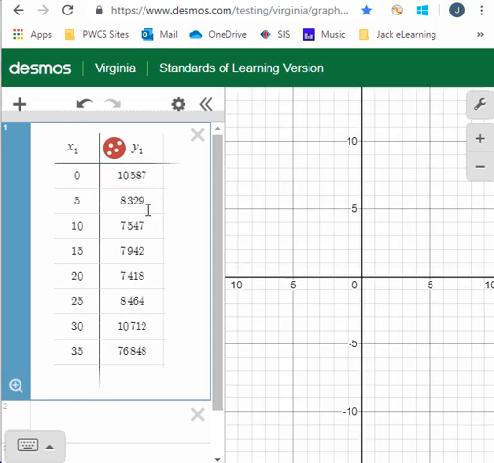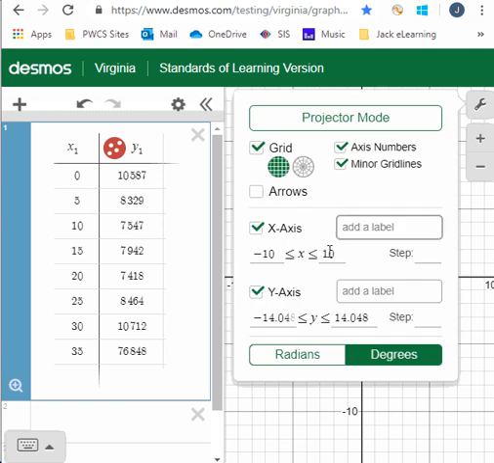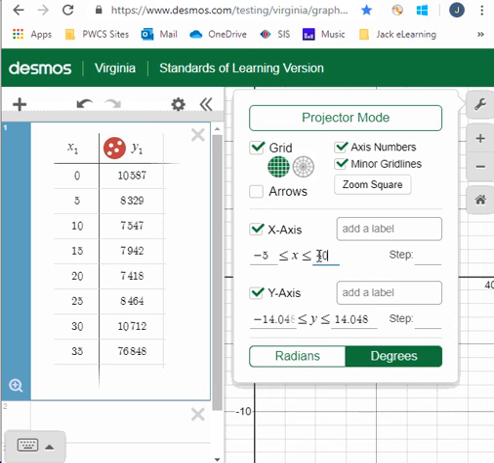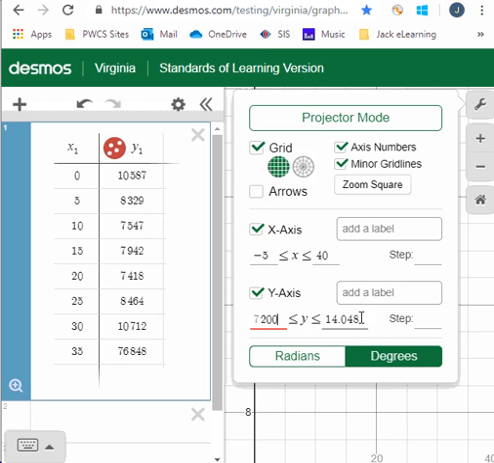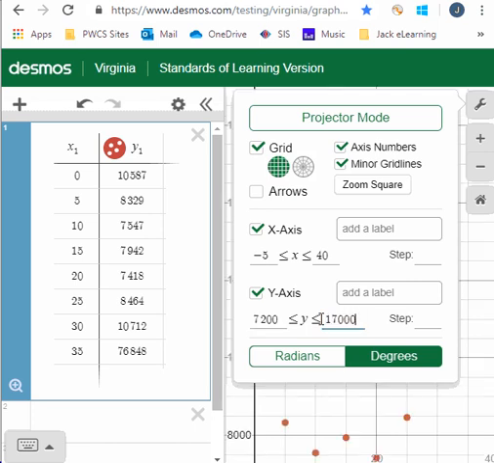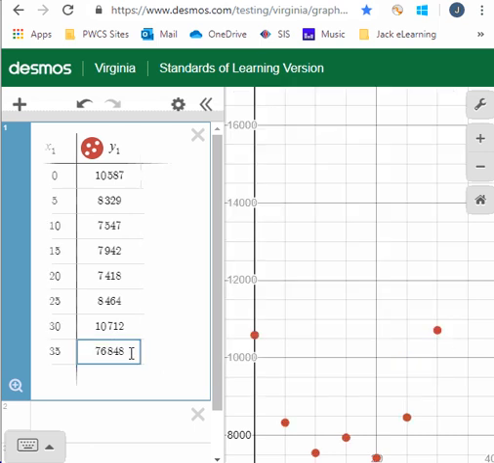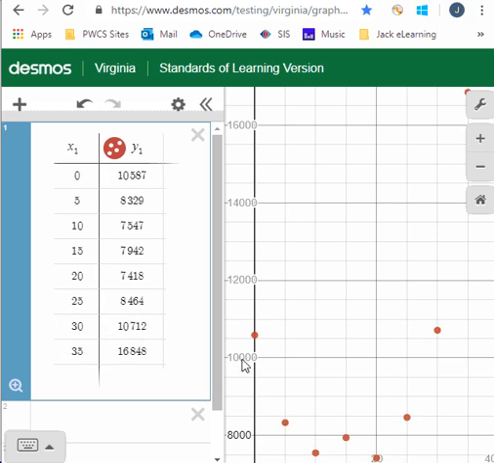What you'll notice once you enter the values is that they don't readily show here on the graph due to its scale. So we're going to adjust the scale of the graph using this tool setting, and we're just going to choose the x-axis to go from -5 to 40, and we'll set the y-axis to go from 7,200 to 17,000 in order to make sure we get the lowest value of y as well as the highest value of y. Which looks like I have a typo here. And once we do that, you'll see that the graph does take on a parabolic shape.